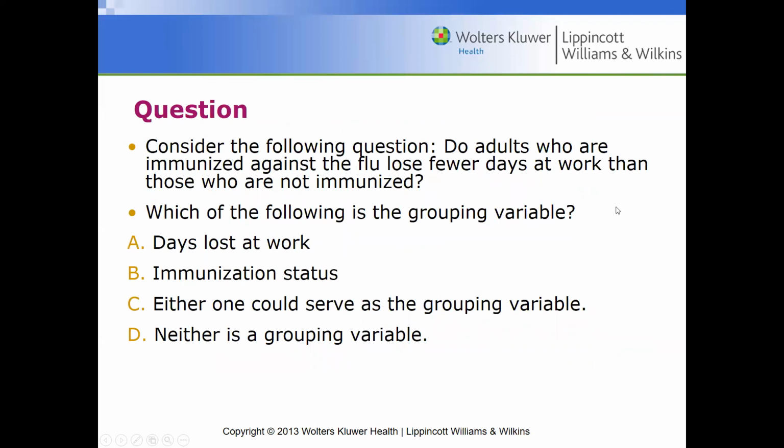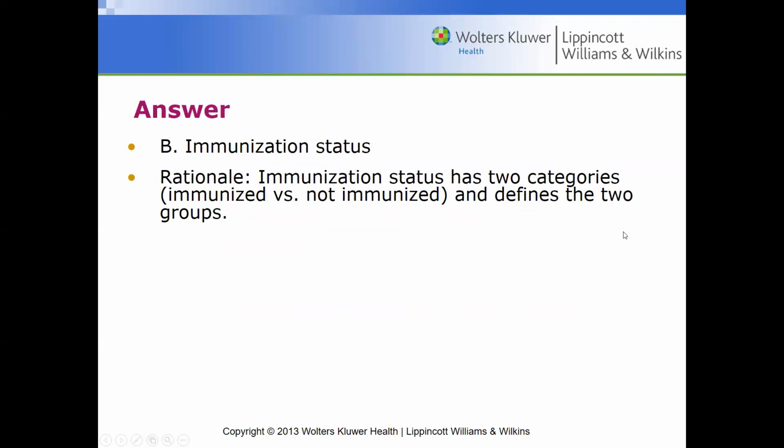Another question to consider: do adults who are immunized against the flu lose fewer days at work than those who are not immunized? Which of the following would be the grouping variable? That's immunization status. You're either immunized or not immunized, and that defines the two different groups.